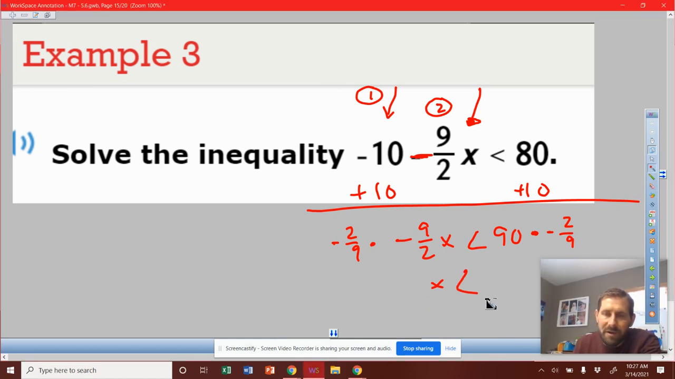And then that's going to be greater than 90 times a negative point... So you're going to get about 20. You're going to get negative 20. Okay? And so that's one way you can do it, multiply by the reciprocal.